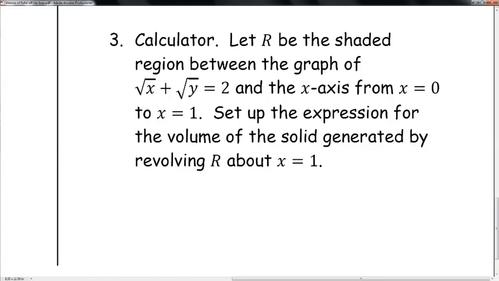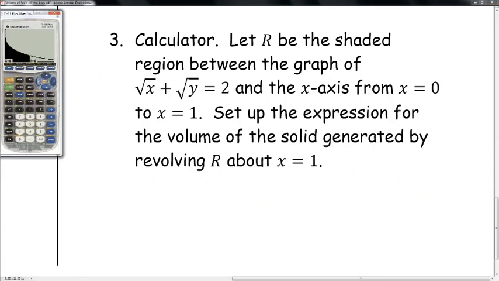And so go ahead, again, use your calculator, get a picture, and we'll go from there. Please pause the video to start working on this particular problem. All right, if you are stuck, we're revolving around x equals 1. And so here on my calculator, here is x is equal to 1. And so that is a vertical rotation, so we're talking about in terms of dy.